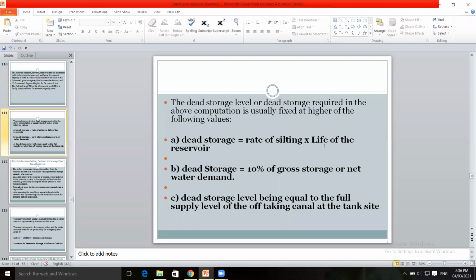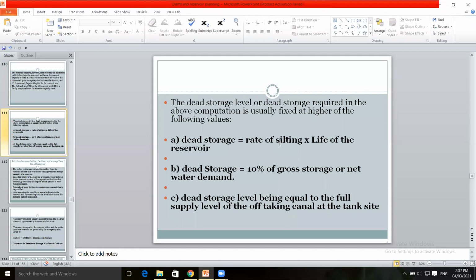rate of silting into life of the reservoir. Rate of silting किती झाले? The silt or sedimentation in the reservoir. Silting of the reservoir. The rate of silting or accumulation of the silt in the reservoir, that rate of silting multiplied by life of the reservoir. That will get dead storage. Then second, dead storage is equal to 10% of the gross storage or net water demand.